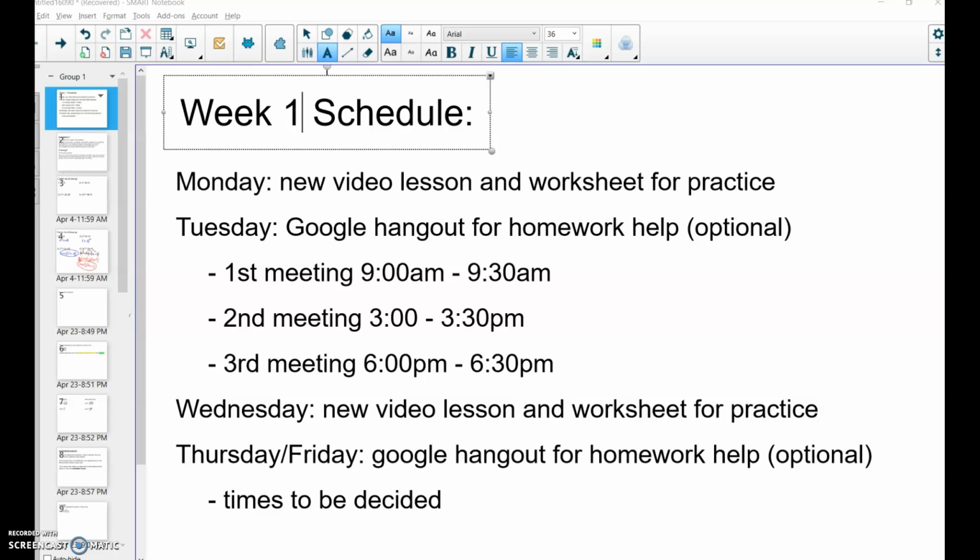Again, that is optional, so that's not something that you need to log on to, and you don't need to log on to every single session. You can if you want, just to see the practice and what other questions students might be asking. But that's entirely up to you. And then we'll start over Wednesday, new lesson, and then Thursday.